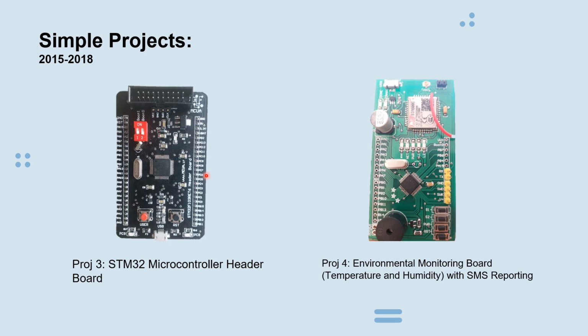And I designed and produced this board when I was 19 years old, and I made 100 of them, thinking maybe I would get rich, but unfortunately I only sold 10, so my first attempt at making money didn't really work out. So the other board is an environmental monitoring board, temperature and humidity with SMS reporting.